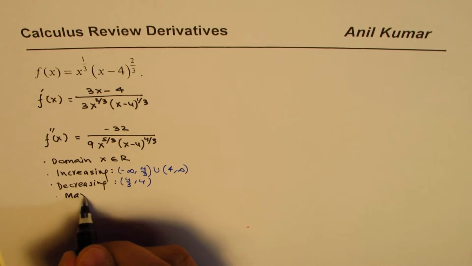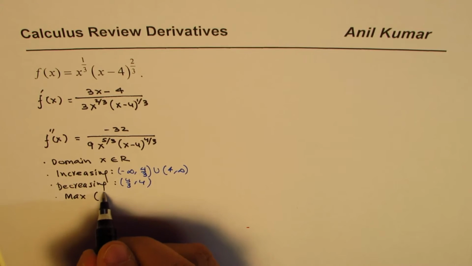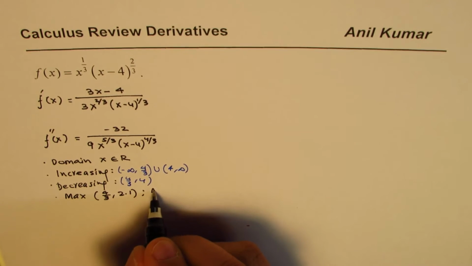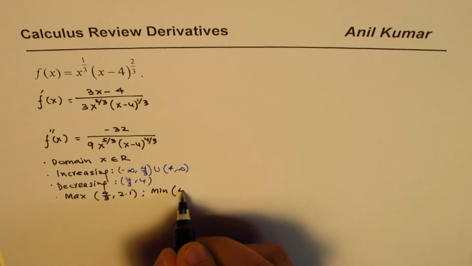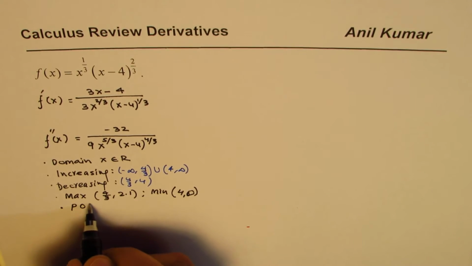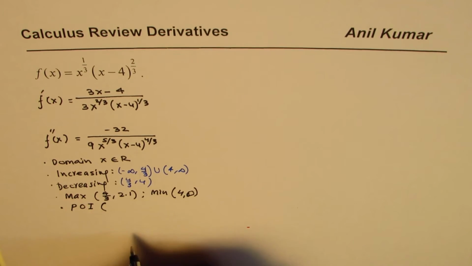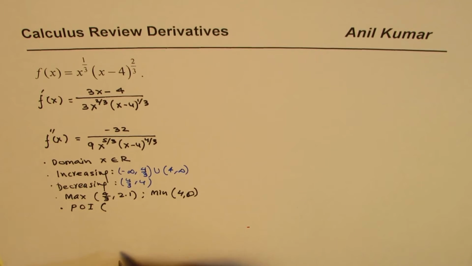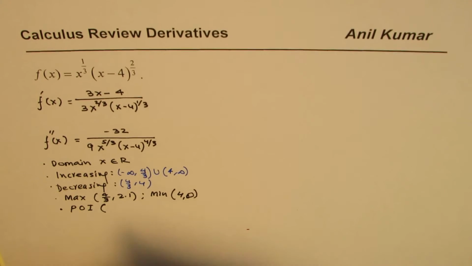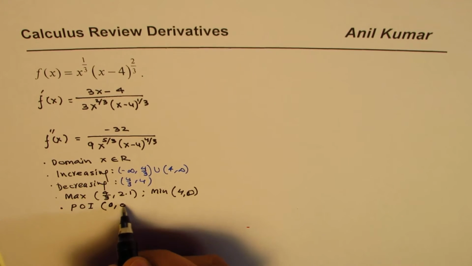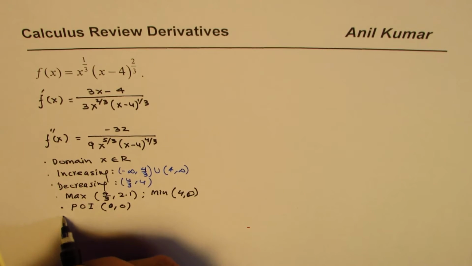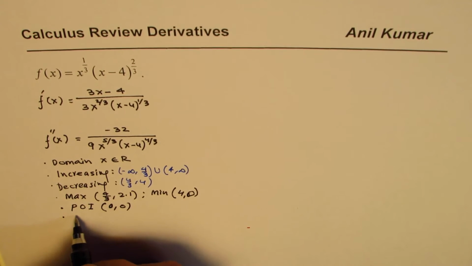And we also found the maximum and minimum points, right? So we had a maximum at 4 over 3, the approximate value is 2.1, and the minimum was at 4, value 0. So 4 and 0, and we found a point of inflection at 0, right? At 0 the value is 0, so the point of inflection is at the origin. Okay, that's great.